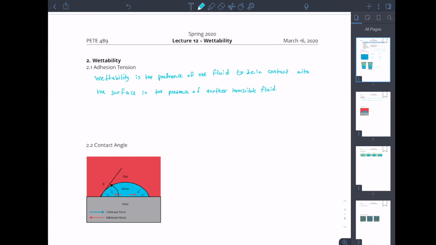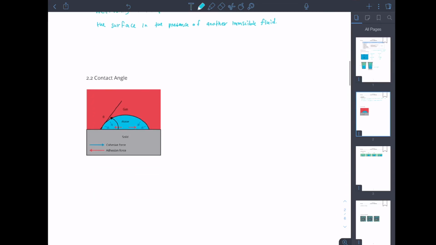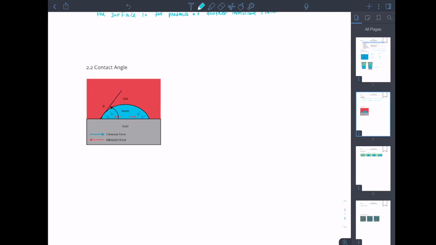To study wettability in more detail, we'll have to look at the concept of contact angle, and that will be the second point. Let's imagine that we have a system with water, gas, and a solid, which is our surface that the droplet over here is spreading on. And beforehand, let me define two things: cohesive forces and adhesive forces.